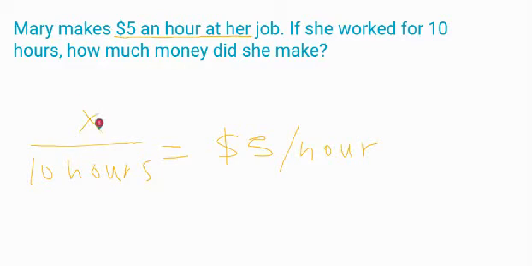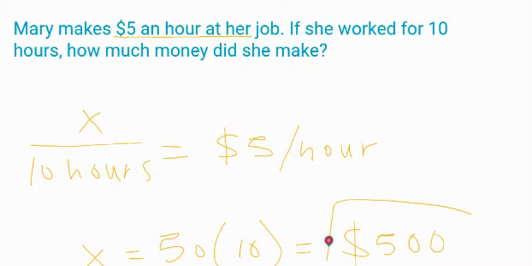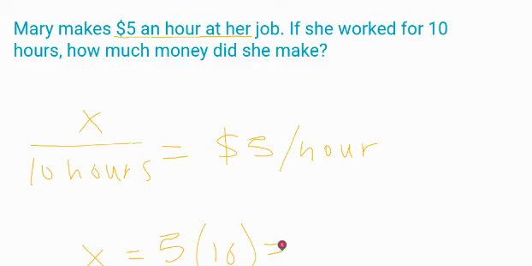So we just have to solve for this value x, which is the total amount that she made on this day. All we have to do is multiply by 10 to get rid of this denominator. So when we multiply both sides by 10, this cancels. We have x equals 5 times 10, which is $50.